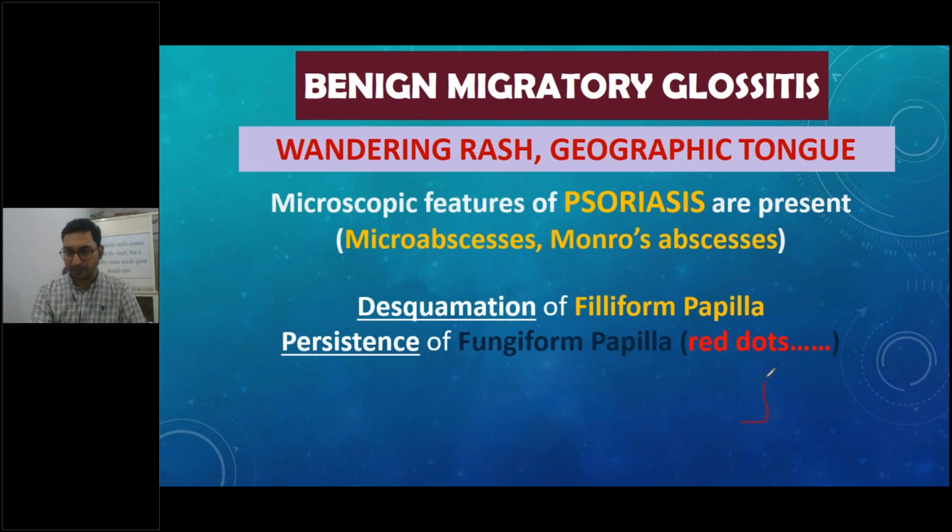Basically, fungiform papilla are like this. These fungiform papilla are non-keratinized. Filiform papilla are like this. They are keratinized, and they are white in color. That gives the white color or rough surface to the tongue. Fungiform papilla are non-keratinized. So that is one reason they appear red.